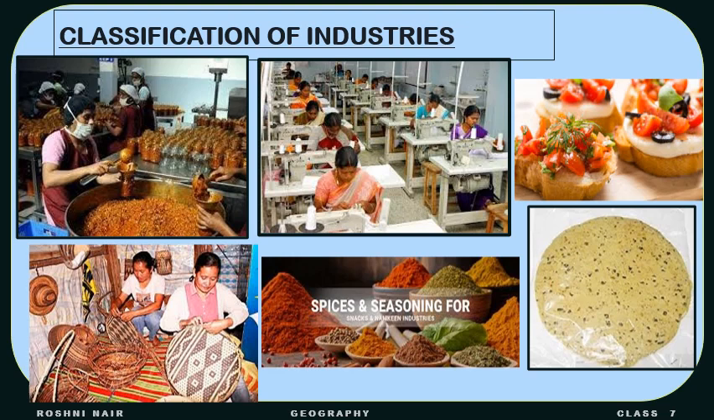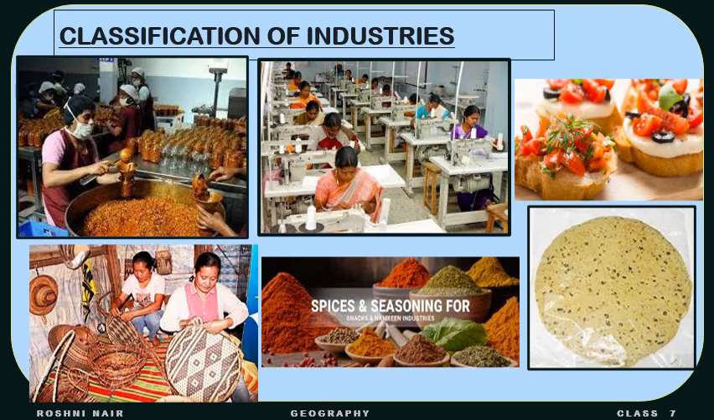Industries can also be classified as a small scale industry. The best examples of small scale industry are the papad industry, pickling, tailoring, and even spices. These are much larger in size than a cottage industry, but smaller than the large scale industry in terms of the number of people employed and the capital invested.